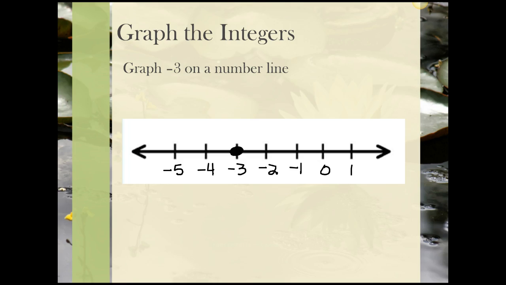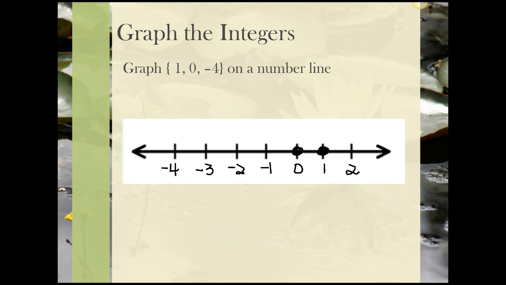This is how we graph an integer on a number line. Sometimes you'll be given a set of integers to graph. In this case, you have to look at the set of integers and find the smallest and the biggest integer and make sure that you can fit that range on your graph. It looks to me like if I start with -4, I will be able to fit everything on the number line. Now that I have my number line numbered, I will go ahead and graph the three integers. I will place a dot at 1, at 0, and at -4.